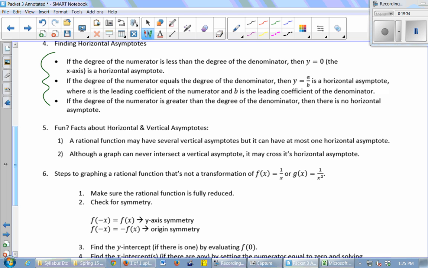Okay, a couple of fun facts about horizontal and vertical asymptotes. A rational function may have several vertical asymptotes, but it can have at most one horizontal asymptote, 1 or 0 it can have. And although a graph can never intersect a vertical asymptote, it may cross its horizontal asymptote. Okay. The horizontal asymptote only governs the end behavior, to the far right and the far left. In between there, it might cross the horizontal asymptote.